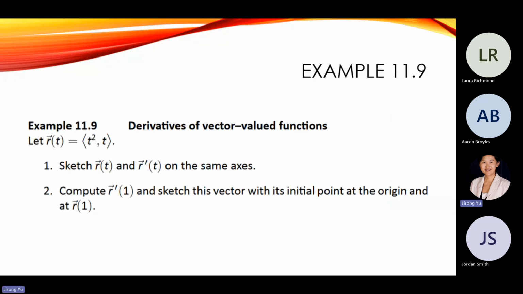Okay, so this is a question. Try to sketch or calculate them and see if it makes sense as far as representing the direction of the curve. We would calculate and graph the original function and graph the derivative. And also the second question is to calculate r prime of 1 and sketch the direction. Let's see.